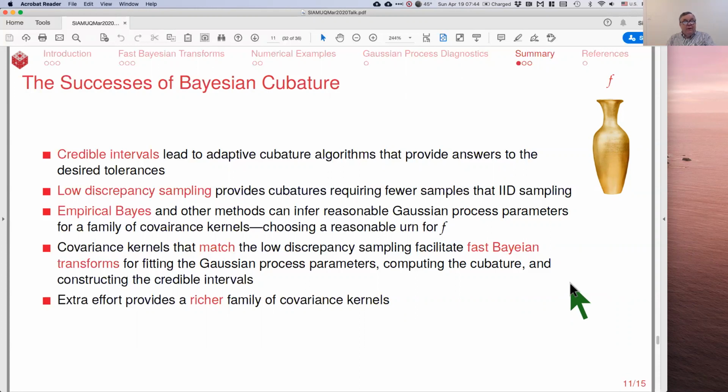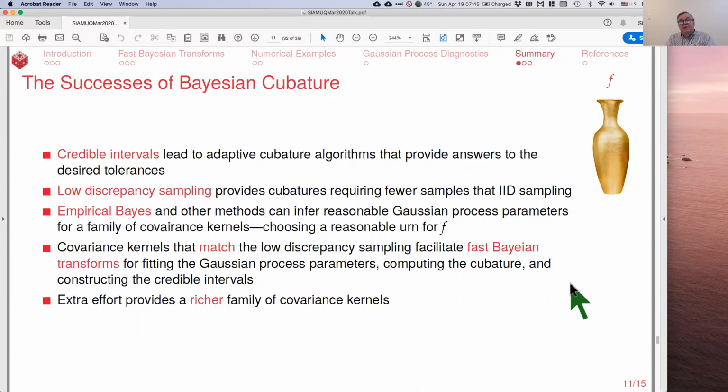When we do the empirical Bayes, we're able to choose the right urn, I would say, because the parameters that we get do depend on the function data. And I think that's important if we're going to use the Bayesian cubature to do integration in practice. We cannot just fix the parameters. And in fact, we used a little extra effort to broaden our collection of urns so that we have more to choose from and have a better chance of getting one for which our integrand is typical.